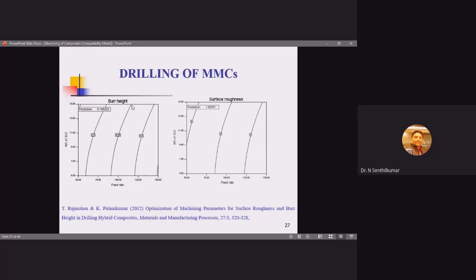The burr height increases. Similarly, the surface roughness also increases, right? So there is a proportionality between the surface roughness and the burr height. So that is the case.